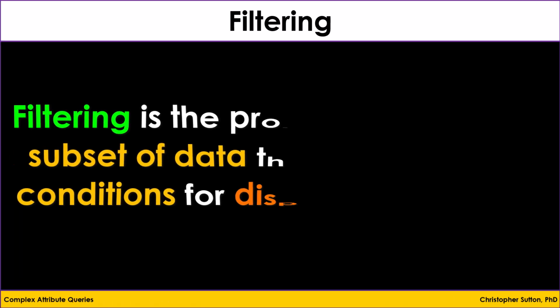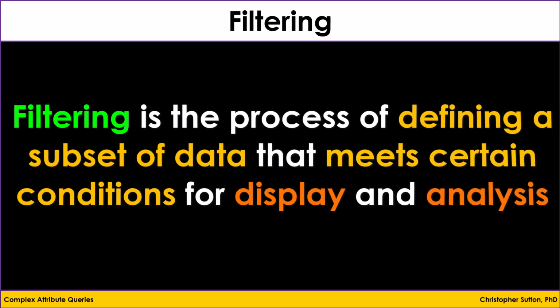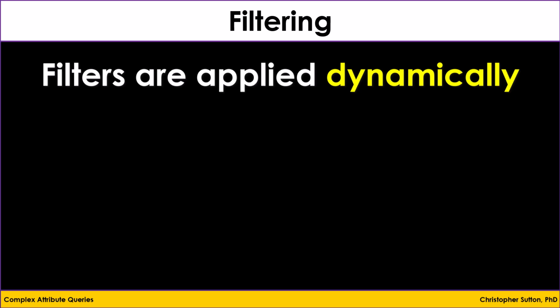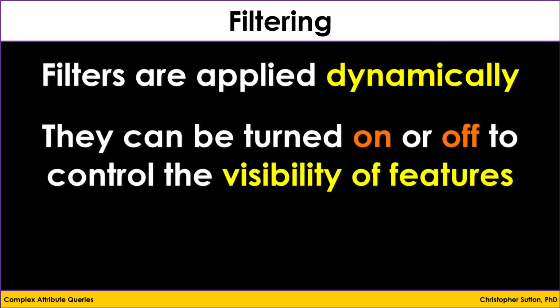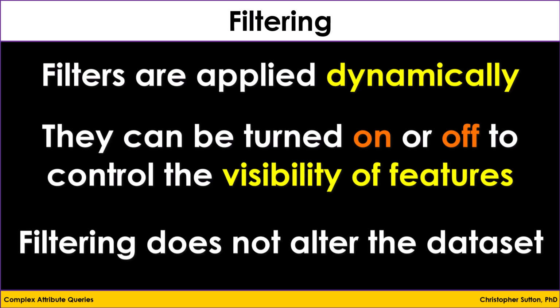You will see the word filtering being used in GIS. Filtering is the process of defining a subset of data that meets certain conditions for display and analysis. Filters generally are applied dynamically. They can be turned on or off to control the visibility of features within the dataset. Filtering does not alter the underlying dataset. If we apply a filter to a dataset, it will not delete records from the dataset. It will just not display them.